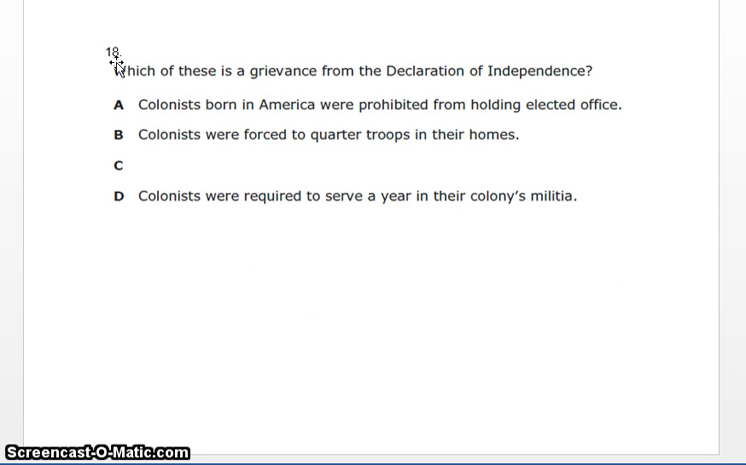Number 18. Which of these is a grievance from the Declaration of Independence? A. Colonists born in America were prohibited from holding elected office. B. Colonists were forced to quarter troops in their homes. Or D. Colonists were required to serve a year in the colony's militia.